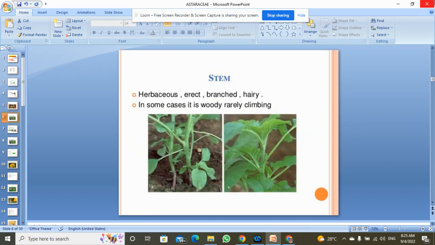Next, as far as the stem is concerned, the stem is herbaceous, very weak. All are erect, branched, and hairy on the stem, and some of them are procumbent and decumbent. Procumbent means it creeps horizontally over the surface of the earth, but in decumbent, some of the plants like tridax creep on the surface and later on grow erect. So that is called procumbently decumbent.